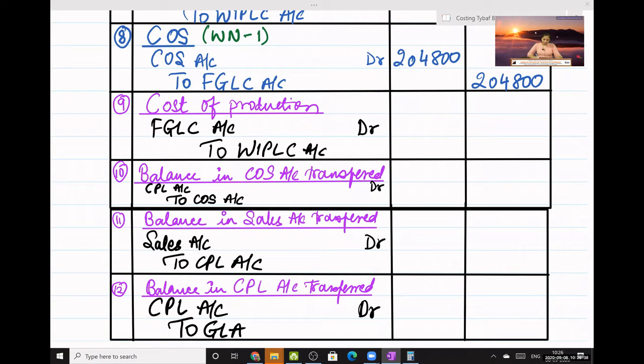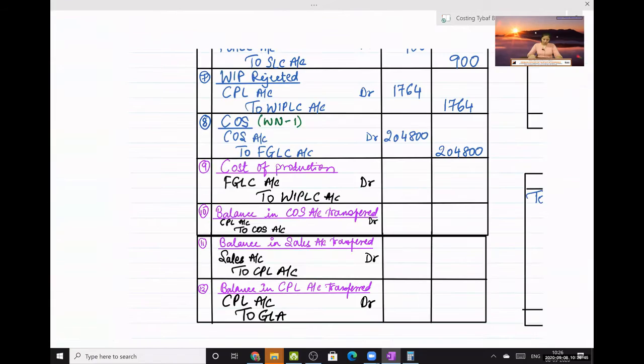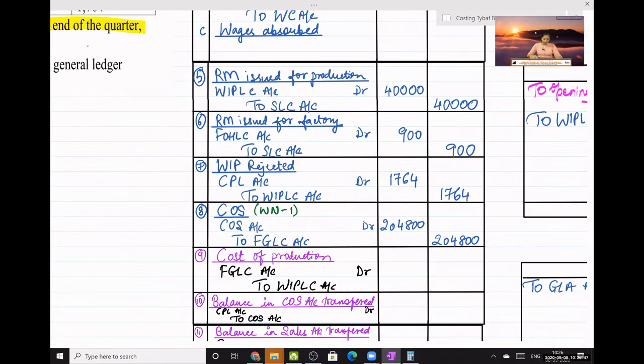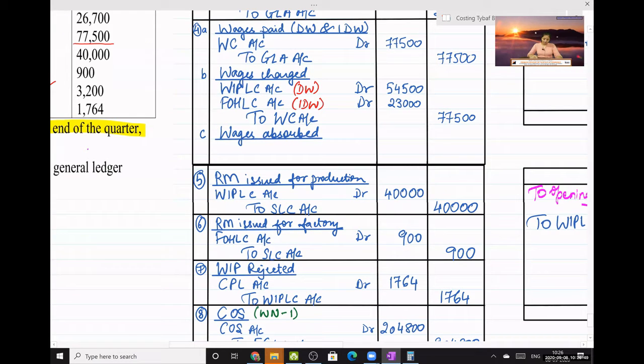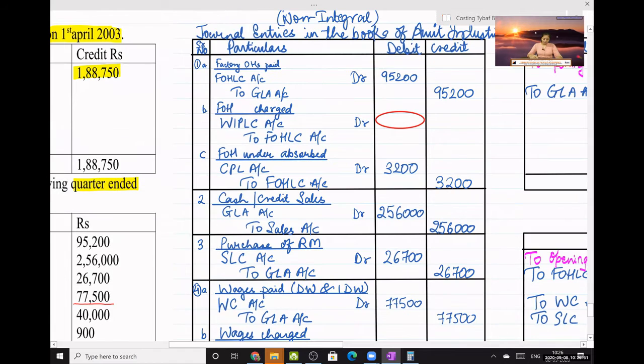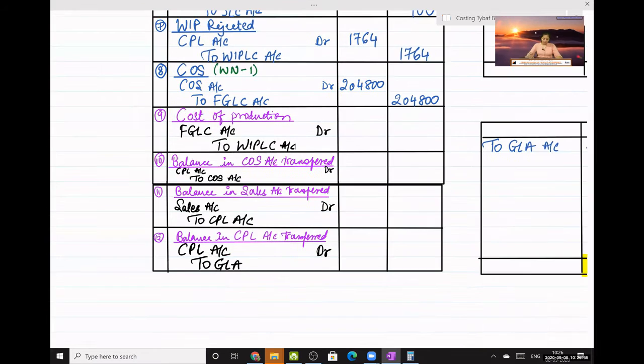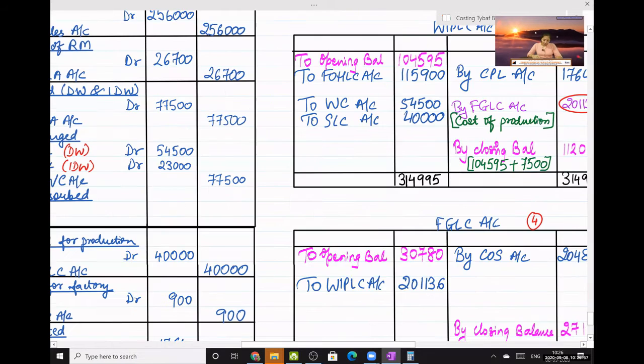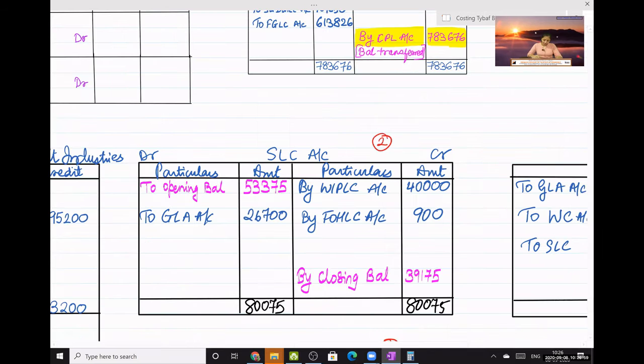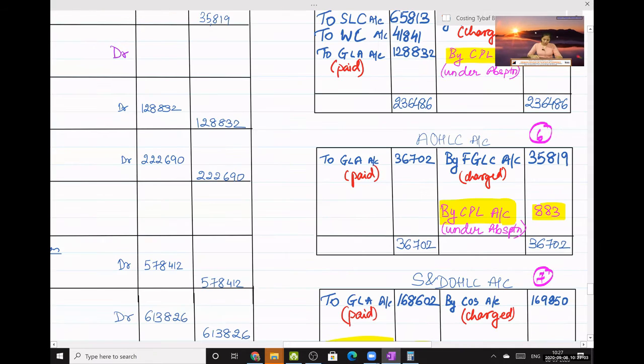Fine. These are the journal entries. Now make your ledger. Make your ledger.